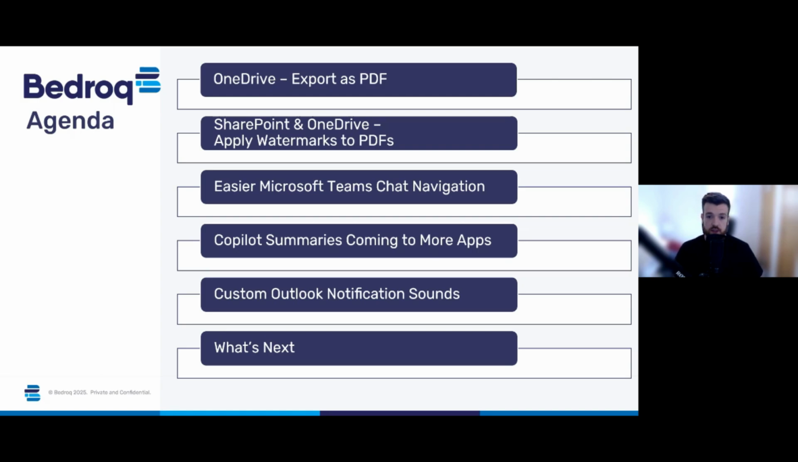So the agenda for today. First up, OneDrive is getting an export as PDF function. You'll soon be able to apply watermarks to PDFs in SharePoint and OneDrive. Teams chats are going to become easier to navigate. Copilot summaries will be available across a couple more Microsoft apps. And custom Outlook notification sounds. And lastly, what's next?